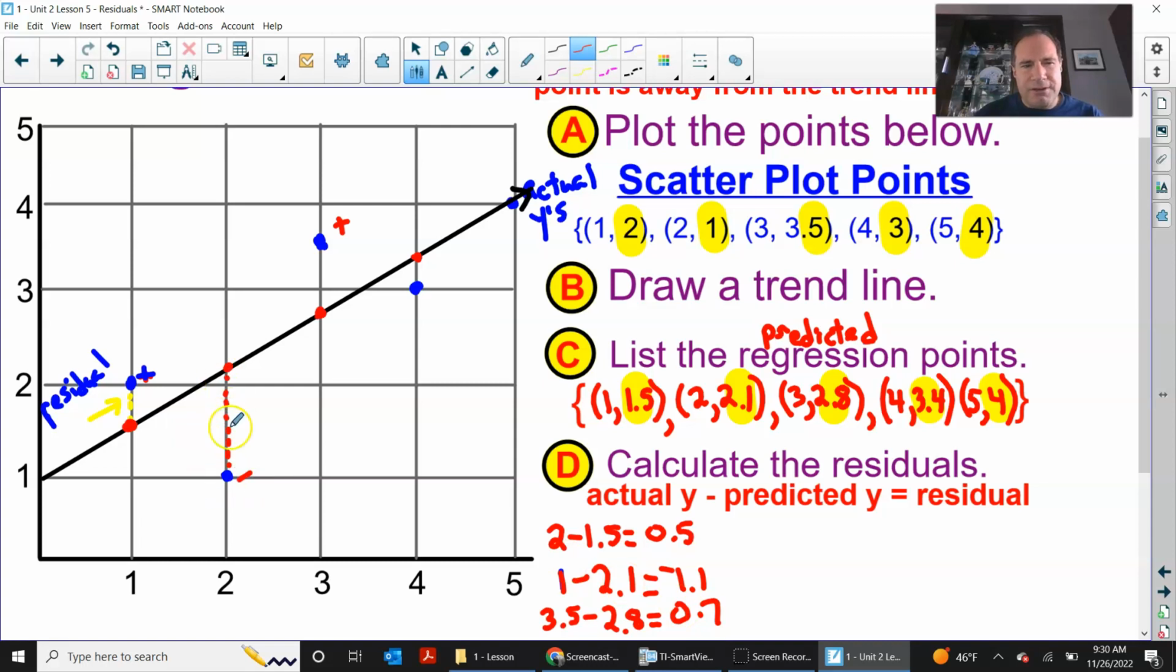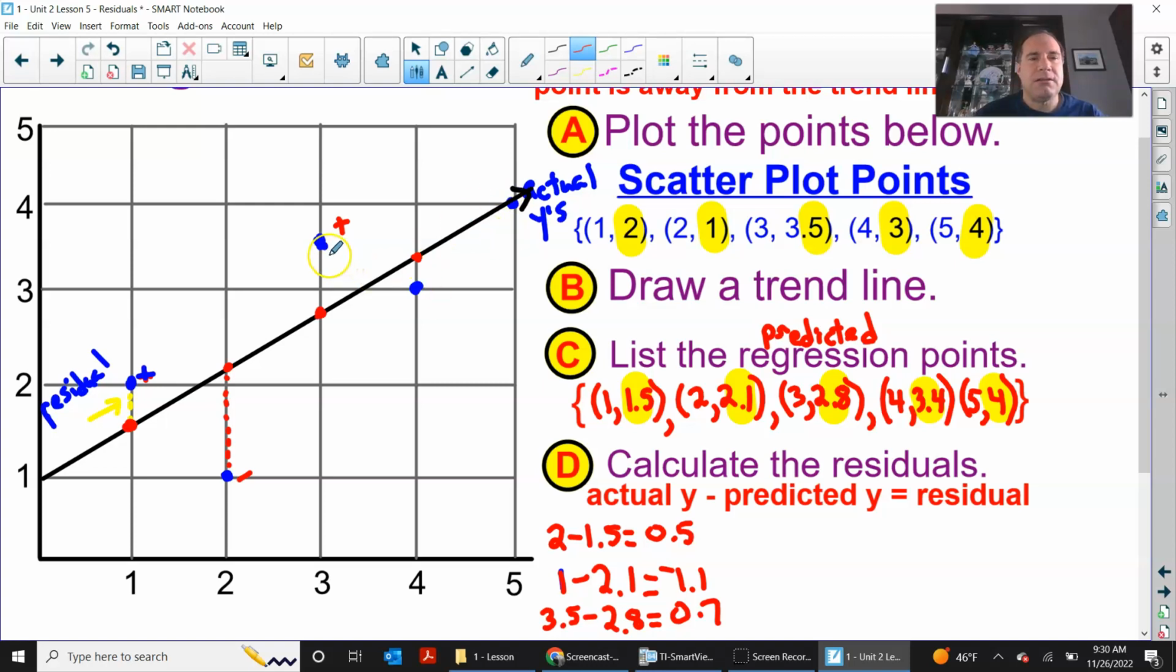You see how far this was from the actual trend line? All right, that's why the distance, negative 1.1, is a far distance away. This one is not so far. It's not as far, I should say. And then that's a 0.7. You see this one right here? This was a 0.5. That's even closer to the trend line. So the closer to 0 you get, the truer the value.